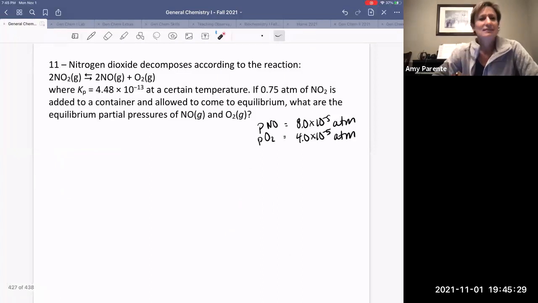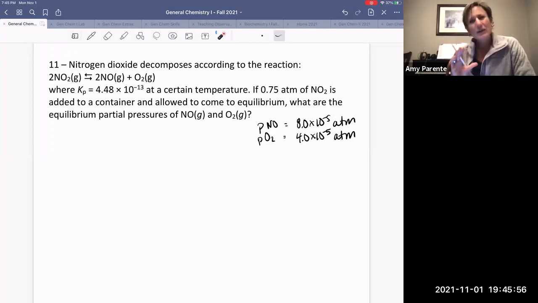All right. Here's another problem. Nitrogen dioxide decomposes according to the reaction given there. Kp is given as a very small number, 4.48 times 10 to the minus 13th at a certain temperature. So now we've got 0.75 atmosphere of NO2. We're adding that to a container, allowing it to come to equilibrium, and want to know what the equilibrium partial pressures are of NO and O2.